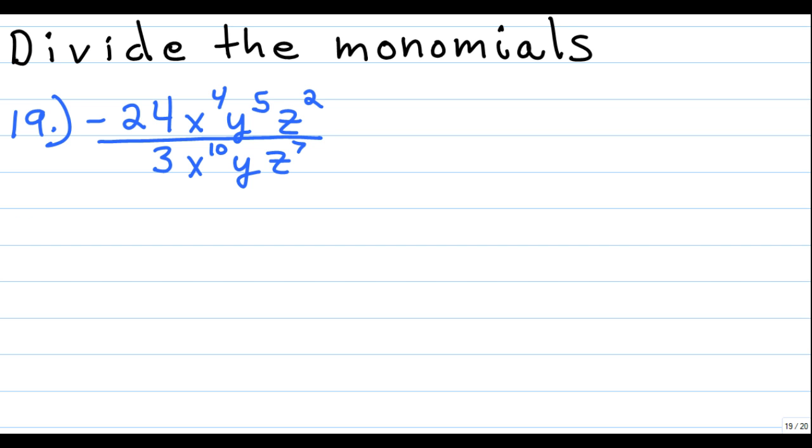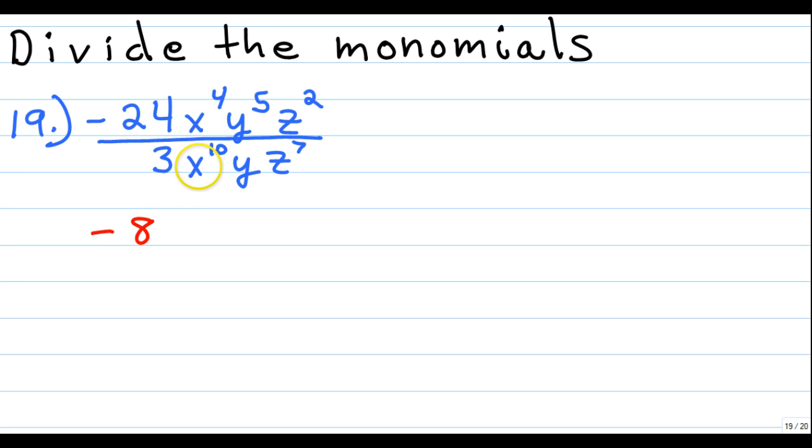Now we're asked to divide the monomials. In question number 19, we're given a negative 24x raised to the 4th power, y to the 5th power, z to the 2nd power, overall divided by 3 times x to the 10th power times y times z raised to the 7th power. So let's start by dealing with the two constants. We have a negative 24 divided by 3. This is going to create a negative 8.